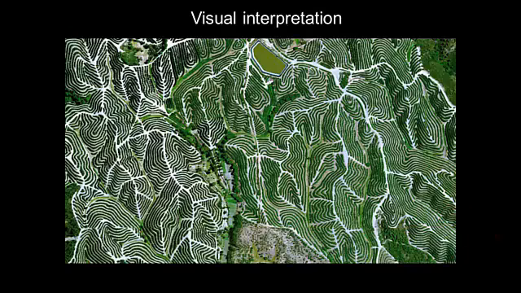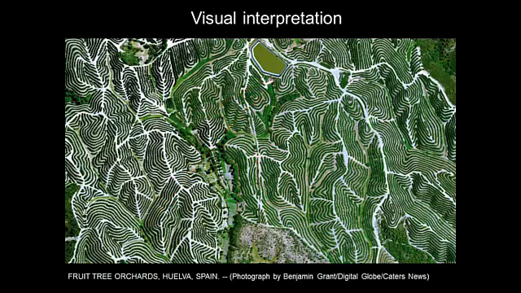Visual interpretation using these elements is often a part of our daily lives, whether or not we are conscious about it. You may have already worked out what this is in this slide using these visual elements, but if not, here you have the answer. It's a fruit tree orchard in Spain.